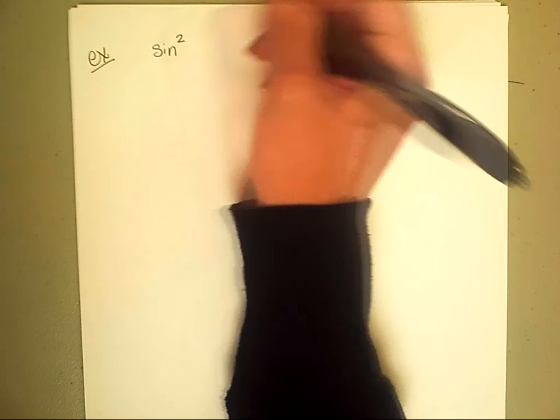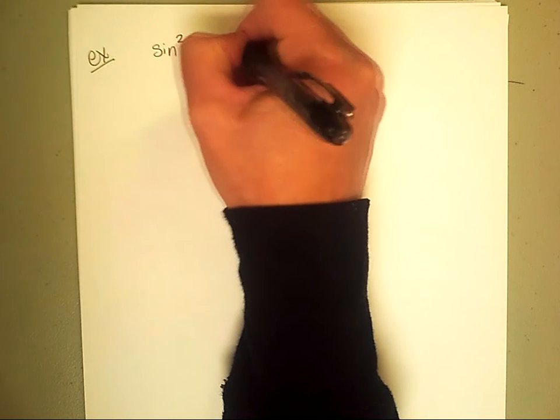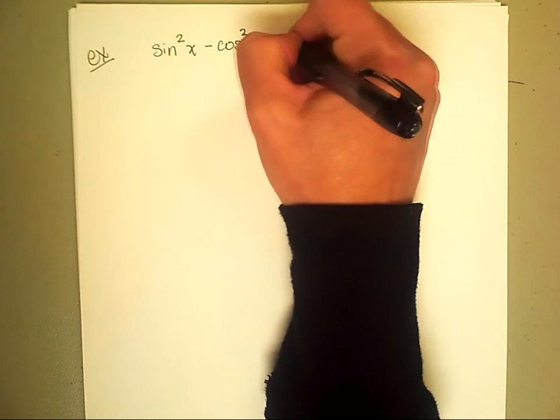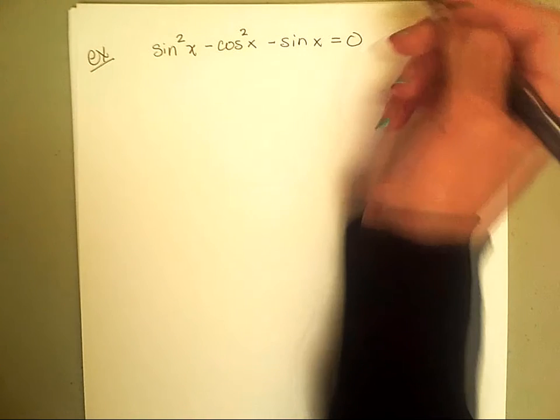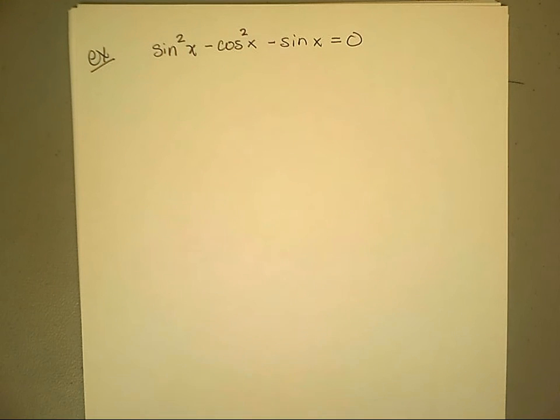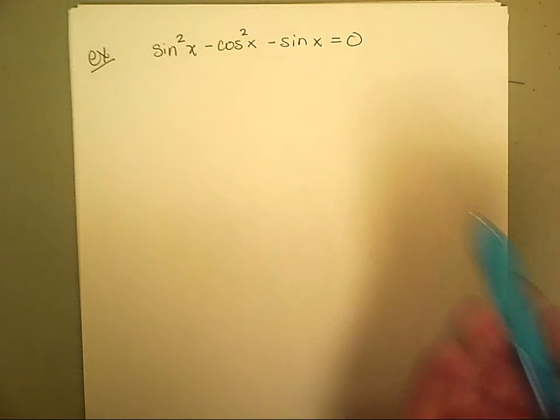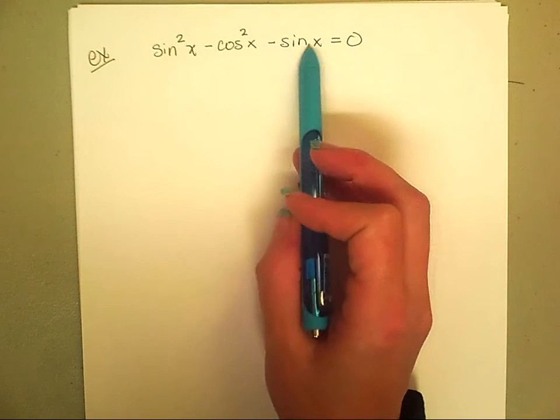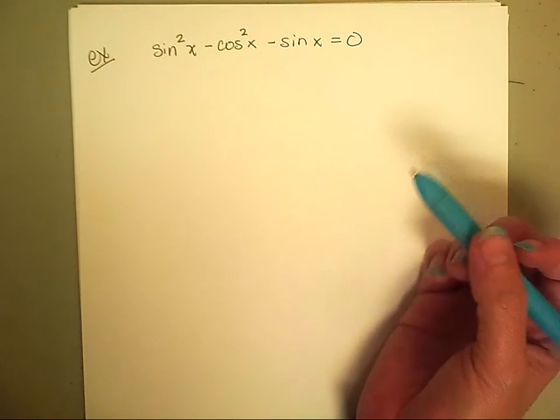Now, sometimes we're not going to be able to factor. Sometimes we're going to have to do other methods. So let's say we had sine squared of x minus cosine squared of x minus the sine of x equals 0. So now this is 3 terms, and there's nothing common. I can't factor anything out and then use the zero product property. And I would like to have an equation that was all in just a single variable. Or, well, it's in a single variable, but in a single trig function.